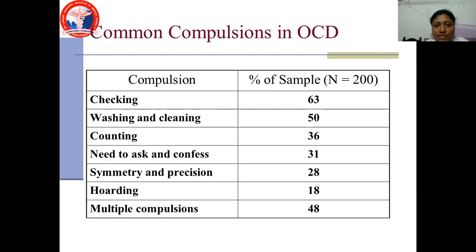So the compulsions, if you see, the most common is checking. They usually tend to check the door again and again. While sleeping, they wake up in the middle of the night and go check. It keeps on going like a cycle, almost 20 to 30 times over the period of the night. And washing and cleaning is 50%, which is very common.